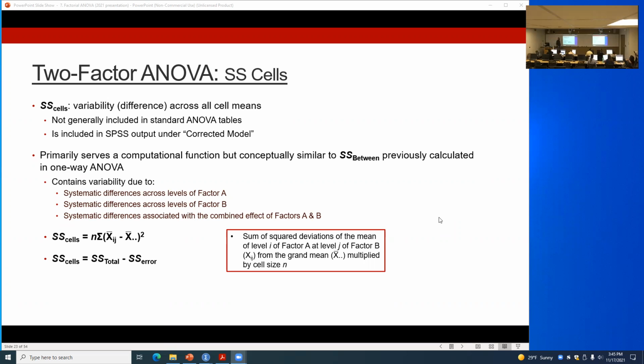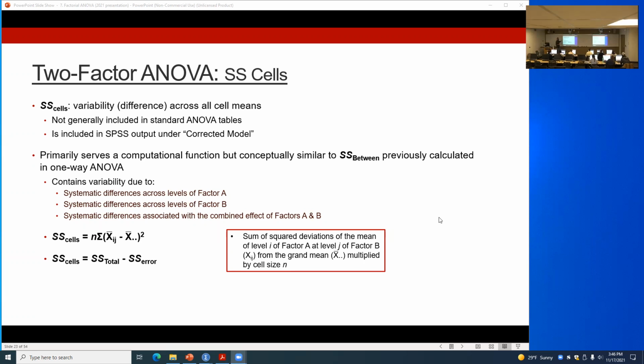All right, so we've got our main effect stuff, and that's basically what we were working on. What we're going to do now is pull out what we're going to call sum of squares cells. This is a computational variance estimate that will become relevant at some point. It's not typically included in our standard ANOVA tables, although in SPSS, if you're looking at your ANOVA table for your factorial design, you'll see a corrected model sum of squares.